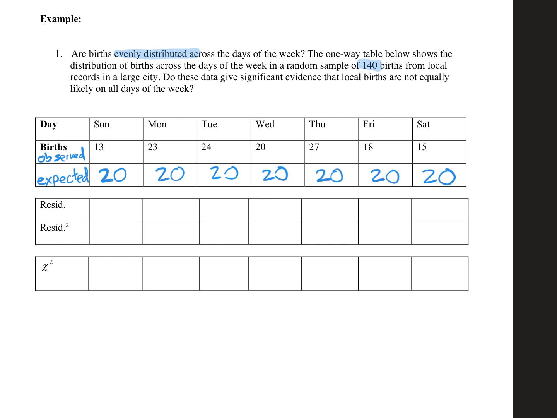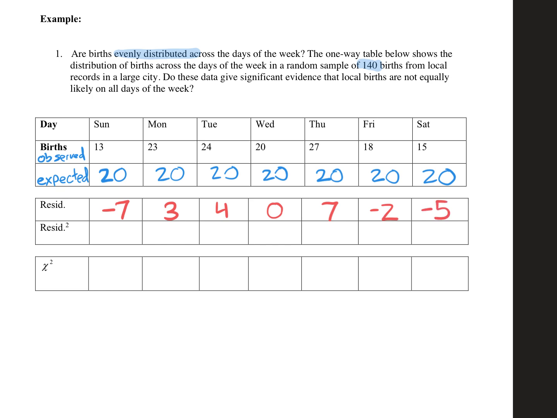All right, so we learned the term residual a while ago. Residual is actual minus predicted, or observed minus expected. All right, so you won't have to do this work. This is just showing you how chi-square works. So the residual for Sunday would be 13 minus 20, negative 7. Next one would be 3. 24 minus 20 is 4. This one, they were equal, so difference is 0. 7, negative 2, negative 5.